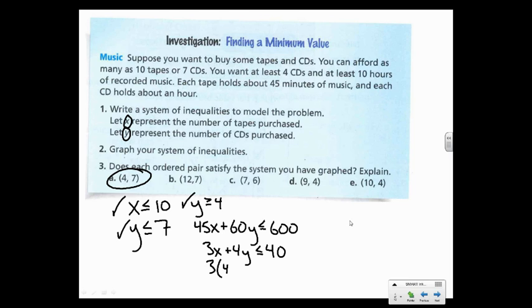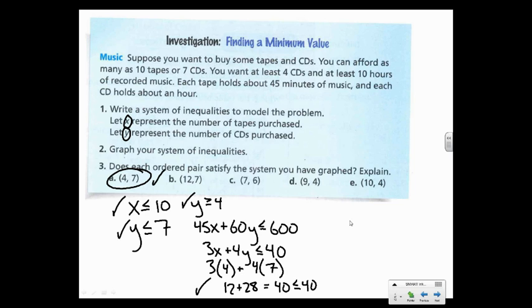3 times 4 plus 4 times 7. We get 12 plus 28, and that's equal to 40. Is 40 less than or equal to 40? It's exactly equal to 40. So that one works. So it worked for all 4 of them, so we're allowed to keep it.